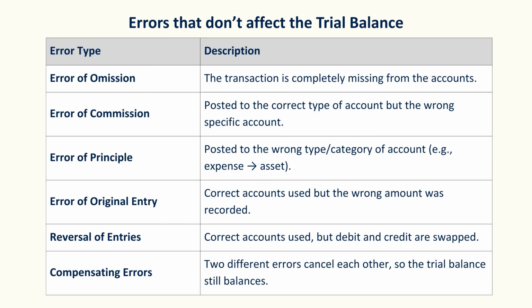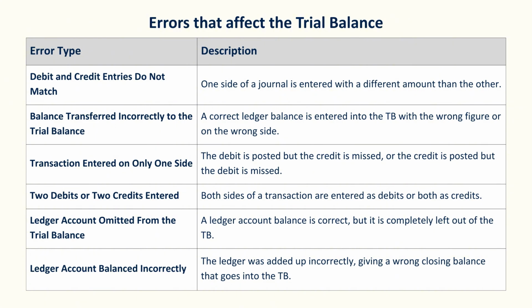These are the key errors that don't impact the trial balance, which is why we can't rely on a balanced trial balance to mean everything is correct. A trial balance can agree, but the accounts may still contain mistakes. There are a few types of errors that affect the trial balance. These are older, manual bookkeeping errors. Modern systems normally prevent them, but you still need to recognize them because they explain why a suspense account may appear. A suspense account is used temporarily when the trial balance doesn't balance, holding the difference until the errors are found and corrected.